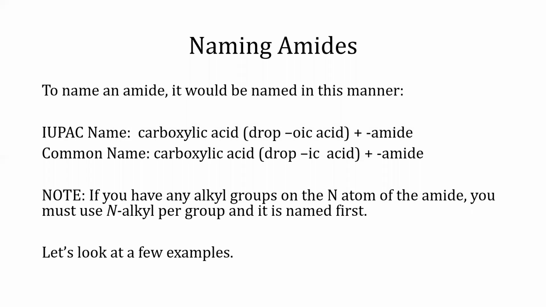To name an amide, it would be named in this manner. The IUPAC name is the carboxylic acid, drop -oic acid, plus amide. The common name is the carboxylic acid, drop -ic acid, plus amide. Note if you have any alkyl groups on the N atom of the amide, you must use N-alkyl per group and it is named first. Let's look at a few examples.